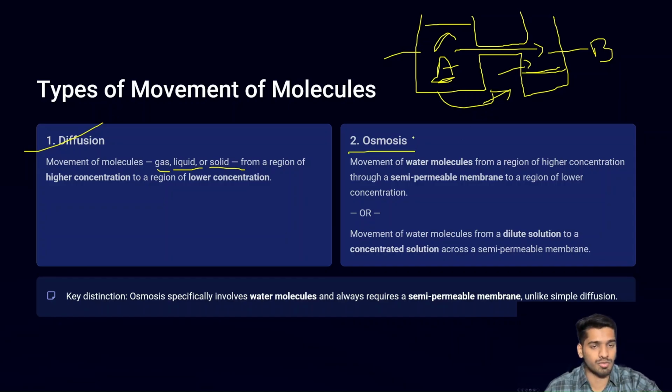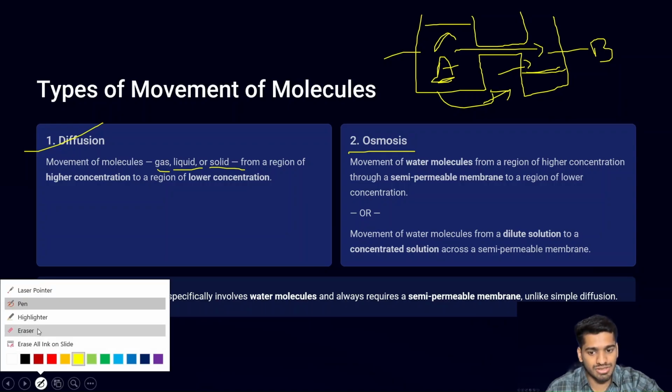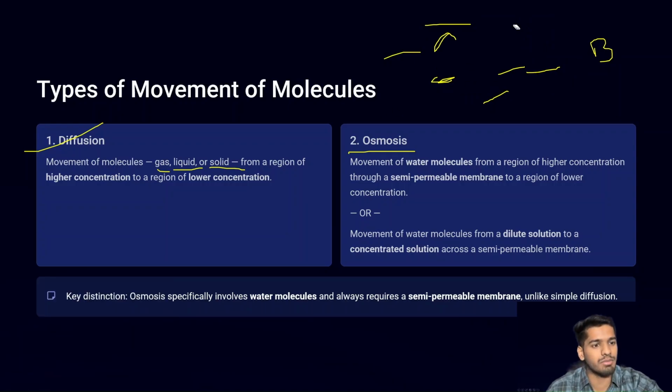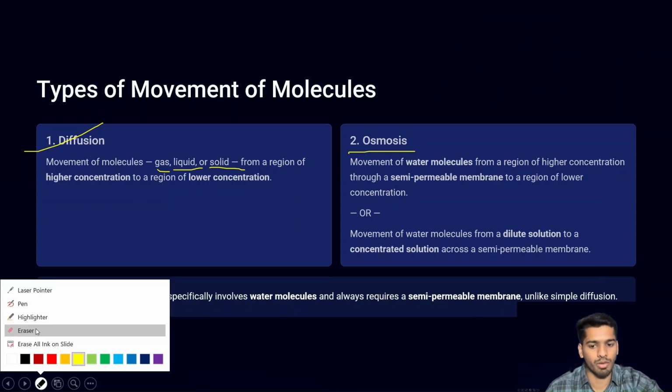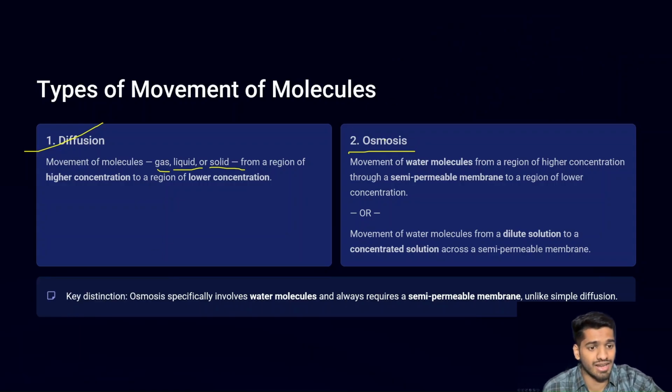Now, what is osmosis? It is extremely easy to understand. Osmosis is nothing but diffusion only, but a special type of diffusion. Hear me out one more time. What did I just say? Osmosis is nothing but a special type of diffusion only. To be more specific, transportation or movement of water molecules is osmosis.